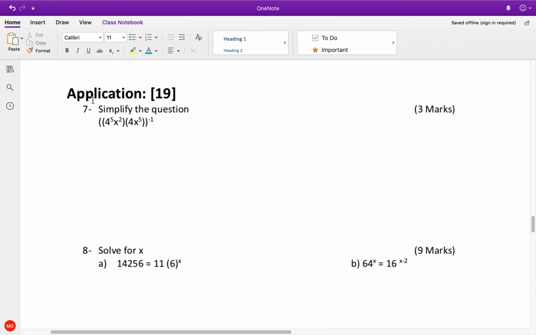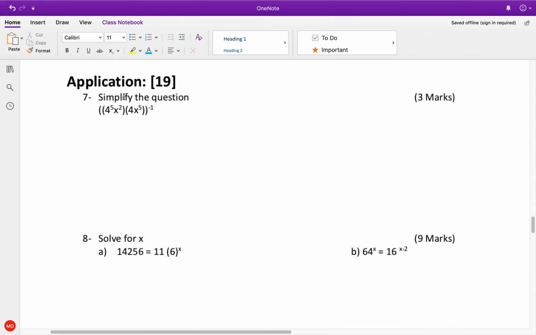Alright, let's go here now. So simplify this equation. Here, we have a multiply first, so let's just multiply these together. We're going to deal with this -1 after. So 4 to the power of 5 times 4 to the power of 1. Remember, there's a 1 there. So this is going to be 4 to the power of 6.